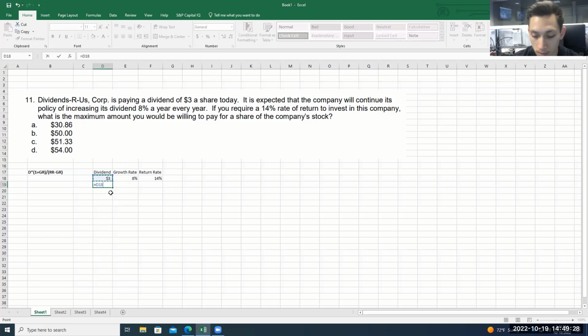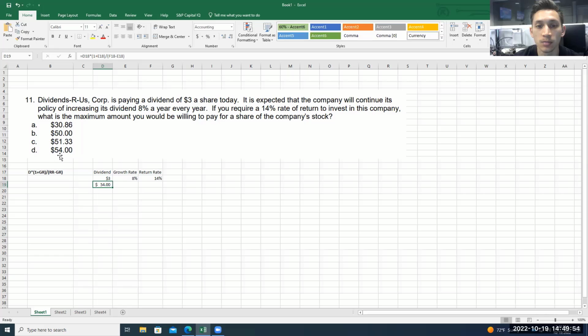Take the dividend multiplied by 1 plus the growth rate. Divide that by the return rate minus the growth rate. It's going to return us a number of $54 per share, which is going to be D. D is the correct answer.